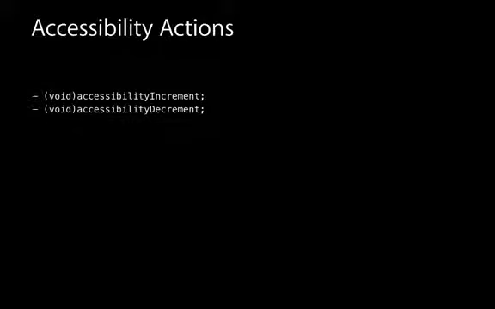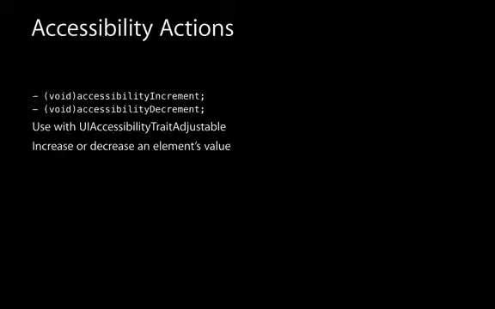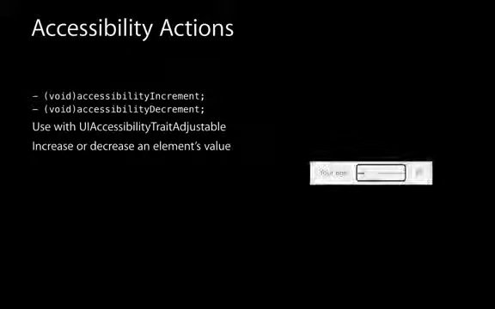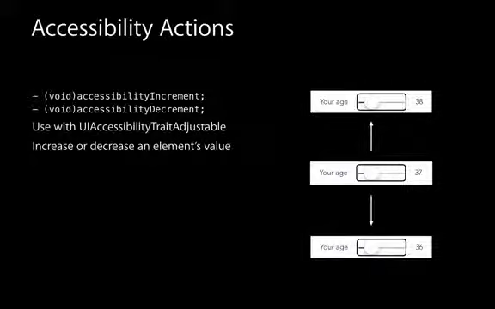Next, let's talk about actions. Actions are how VoiceOver can control your app. Two really common ones are the increment and decrement actions. These are actions that are associated specifically for views that have the adjustable trait, and they allow the user to increase or decrease an element's value. So again, in our app, the age slider right now can be incremented or decremented, but it's doing that by 10 years. We can override these methods to allow the user to change their age by a single year.